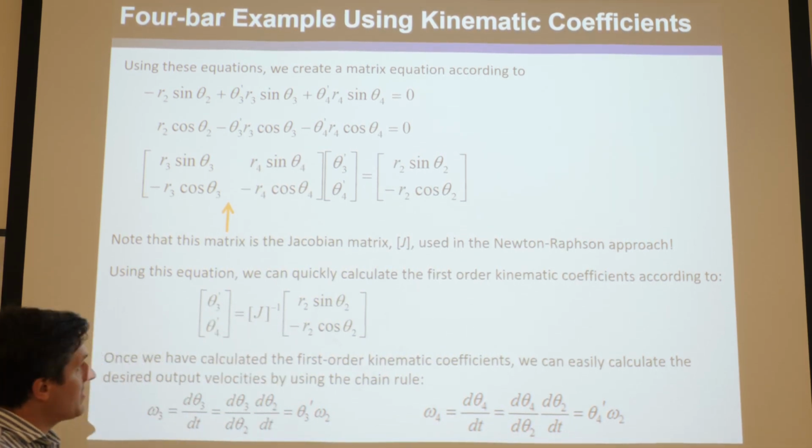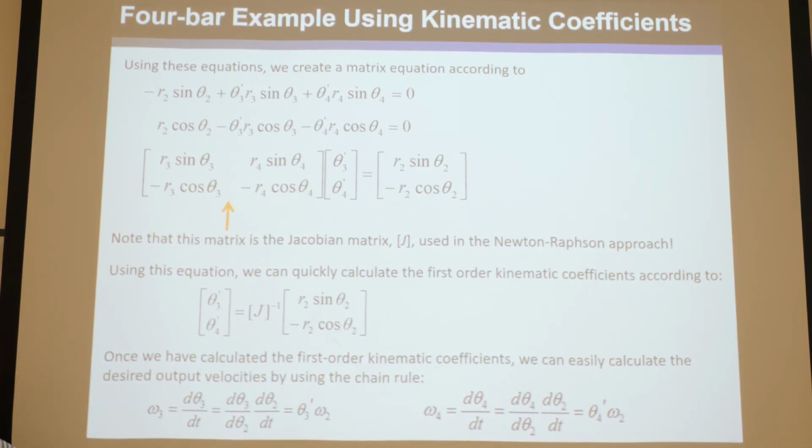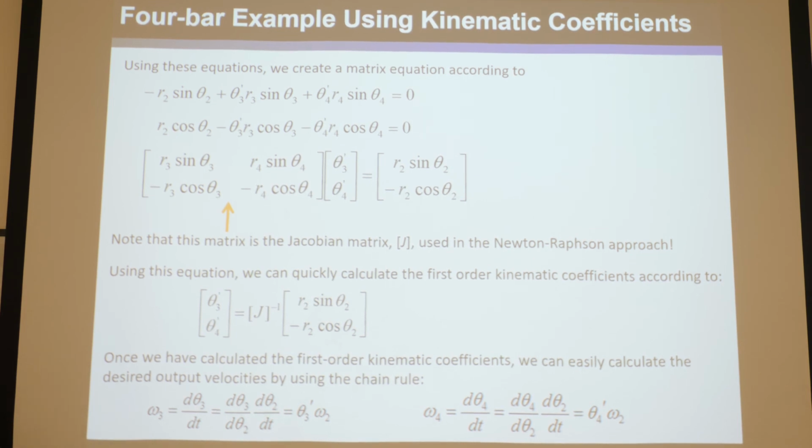Okay, so once you find first order kinematic coefficients, you just multiply them both by the input variable omega 2, and now you have the velocity of everything else in the mechanism. Okay, so to review this approach, the first order kinematic coefficients, what you do is you take the component form that you got for position analysis, take the derivative of it with respect to the input variable, that's the key, not with respect to time.